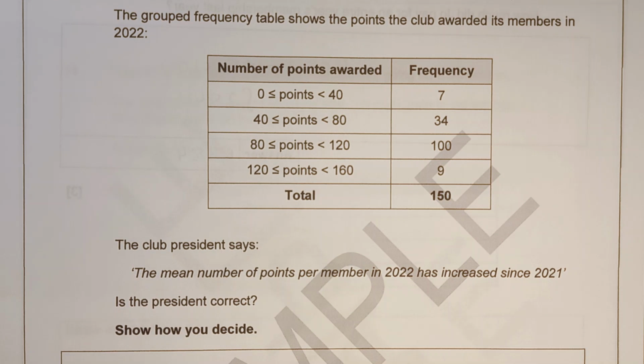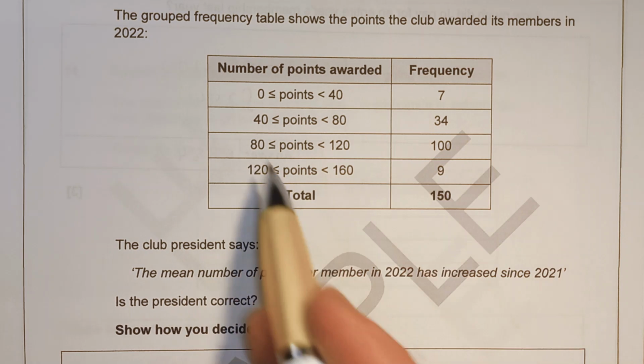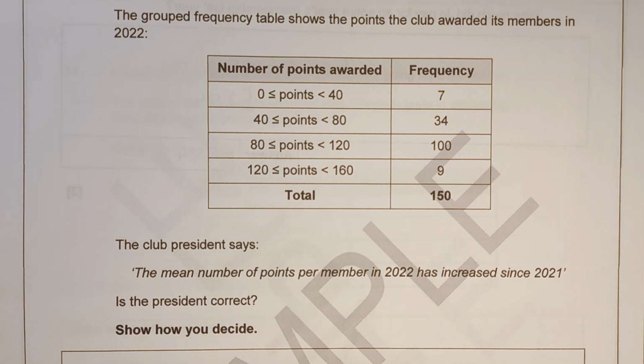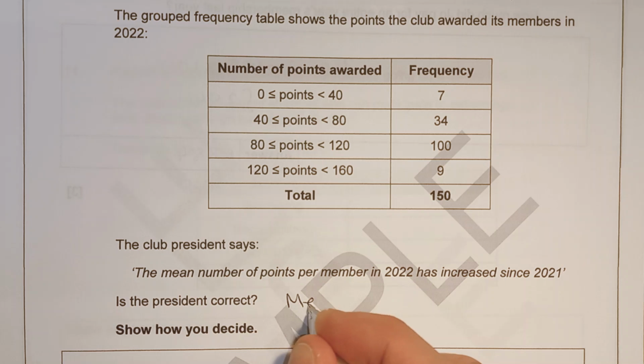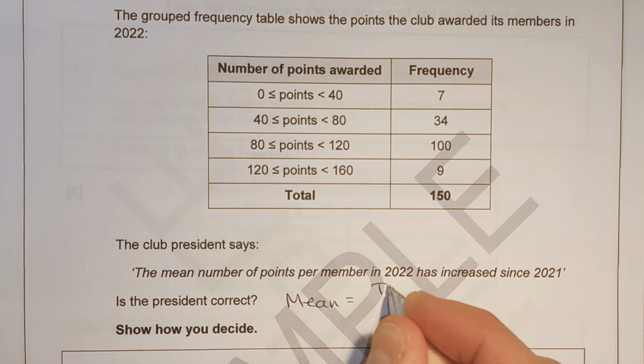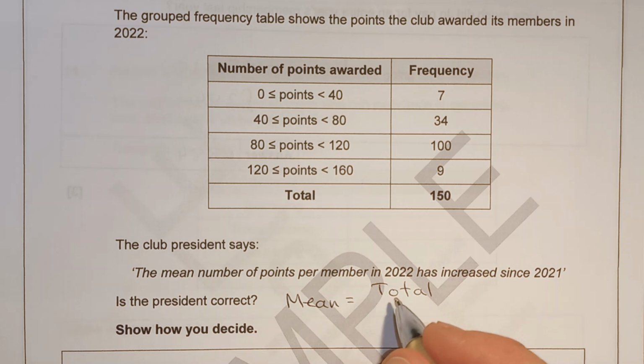The club president says the mean number of points per member in 2022 has increased since 2021. Is the president correct? So we need to work out the mean of this data. Now, to work out the mean, we need the total. So that's going to be the total number of points awarded to all the members, and then we divide it by the frequency, or how many members there are.